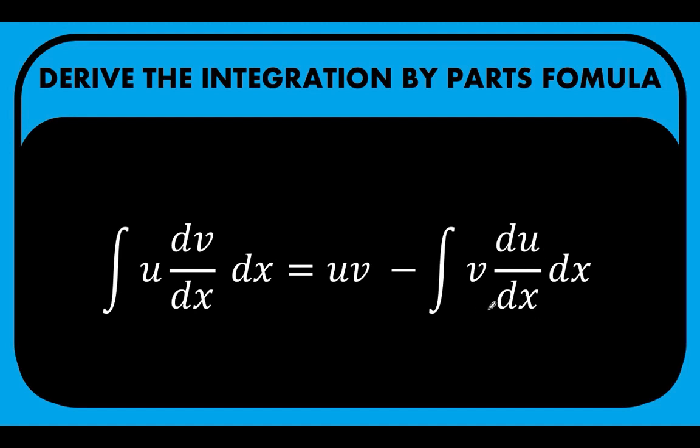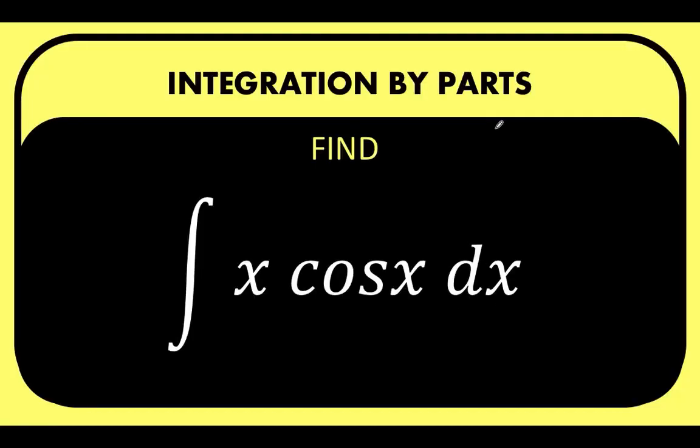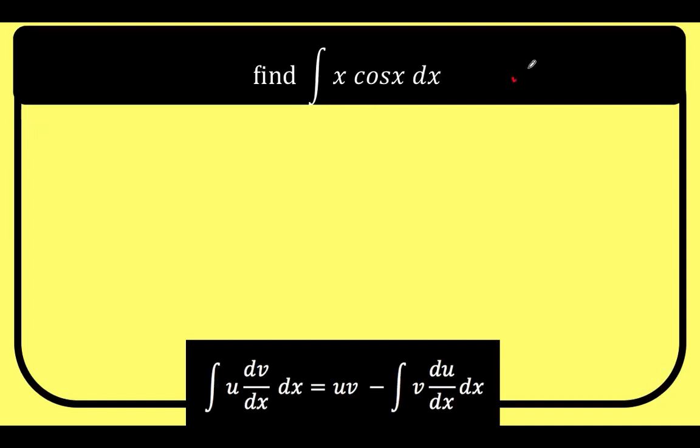Let's apply this formula in our problem for today. Here is the problem that we are going to solve, and here is the formula for integration by parts. We need to identify the u, the dv/dx, the v, and the du/dx. Now we have here two functions. The first function is x, the second function is cosine of x. Technically, we can choose either of these two functions to be our u, and then the other factor will be designated as our dv/dx.